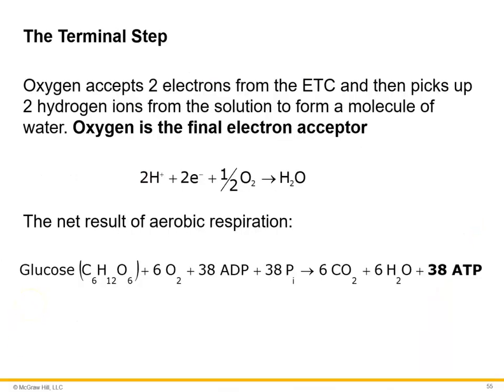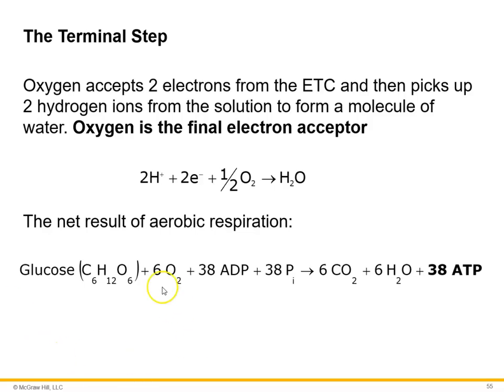Okay, in aerobic respiration, remember, oxygen is the final electron acceptor. The electron transport chain essentially stops with oxygen. Those electrons are transferred over, and the proton gradient has been established, and that proton gradient fuels the synthesis of ATP.